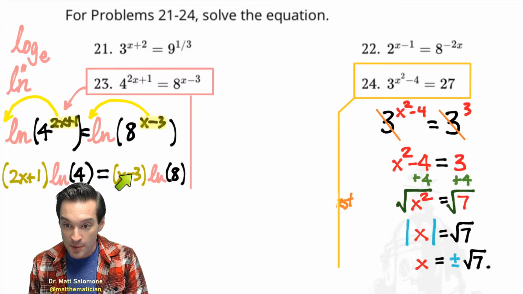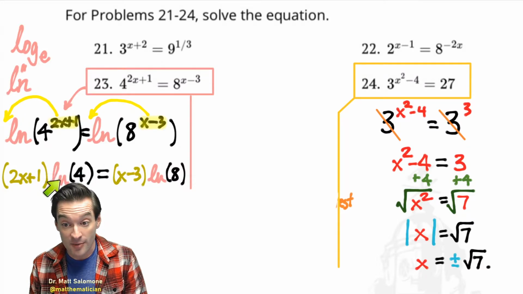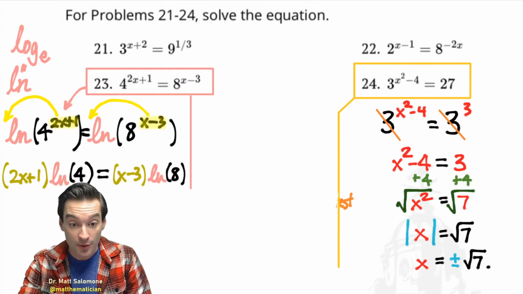So what I actually want to do here is get all of my variables onto one side and all of my logarithms onto the other. So I'm going to divide both sides by the natural log of 4, and then also divide both sides by the quantity x minus 3.